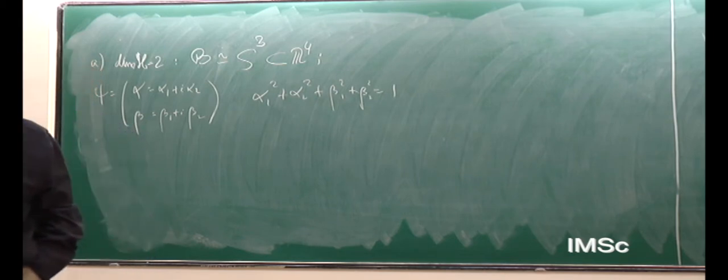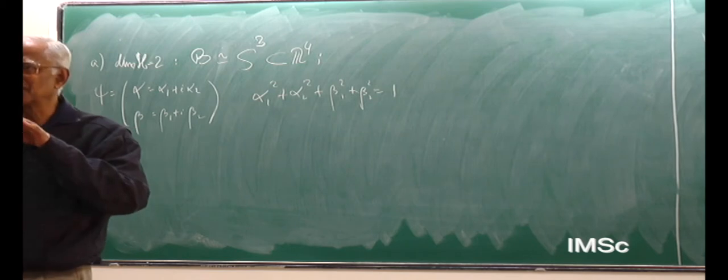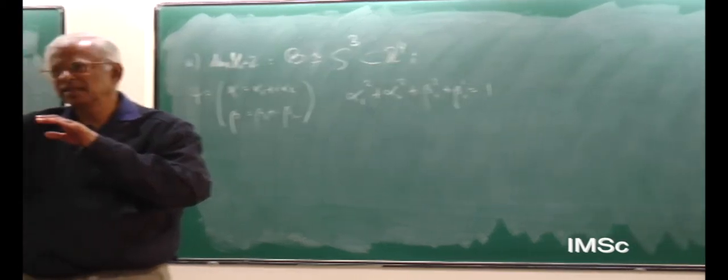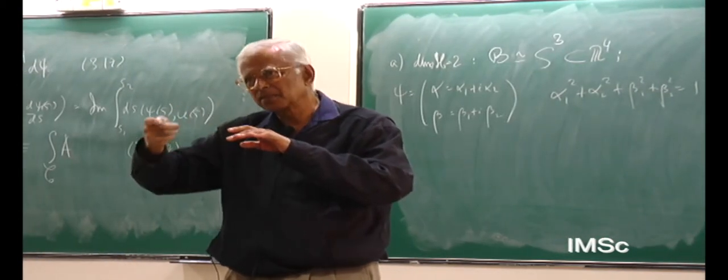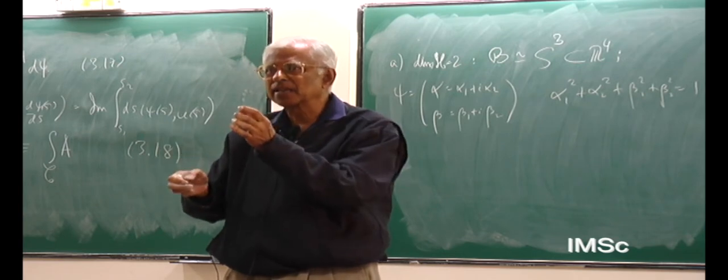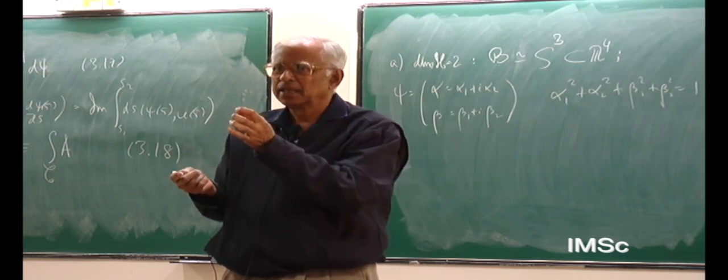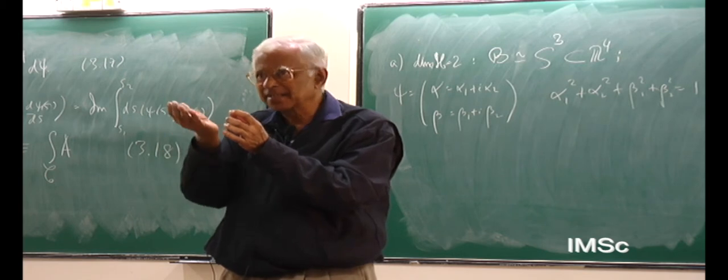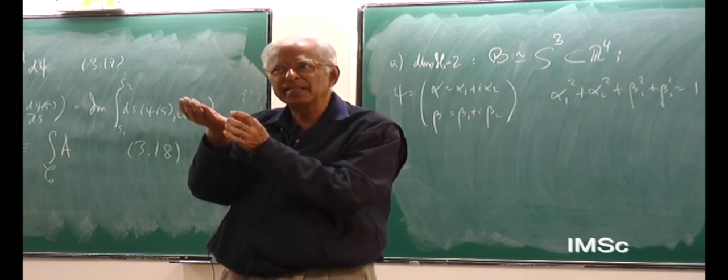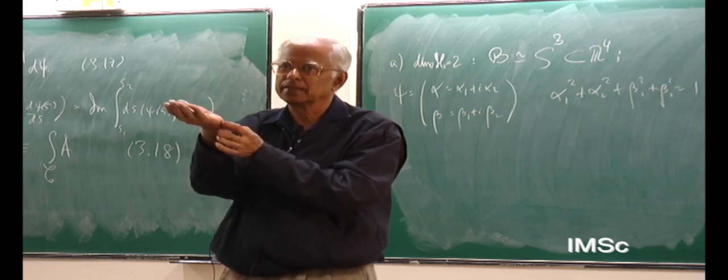He had answered it earlier. If you have a curve drawn in the unit sphere B, a smooth, differentiable curve, at any point you can ask what is the tangent. Tangent is a vector in Hilbert space, but it need not be a unit vector.